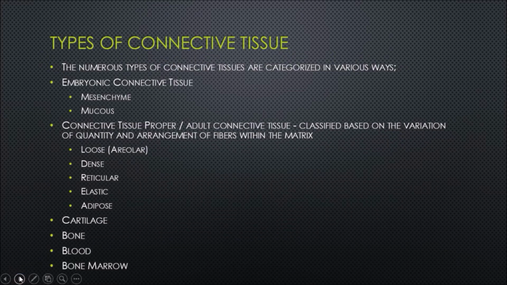So next are the types of connective tissue. So there are 6 main types of connective tissue, and these are the embryonic connective tissue, adult connective tissue, cartilage, bone, blood, and bone marrow.